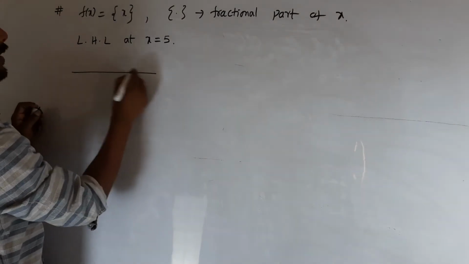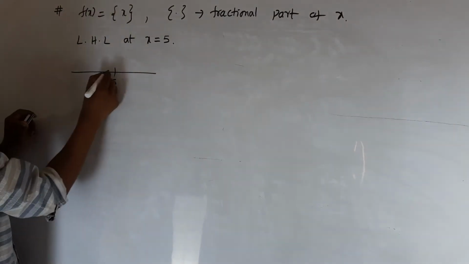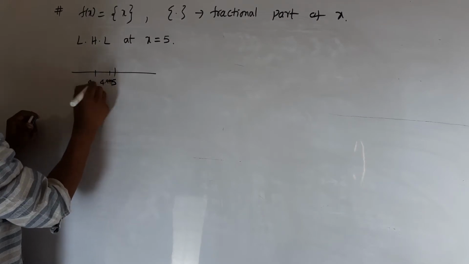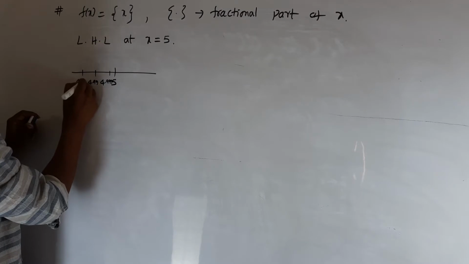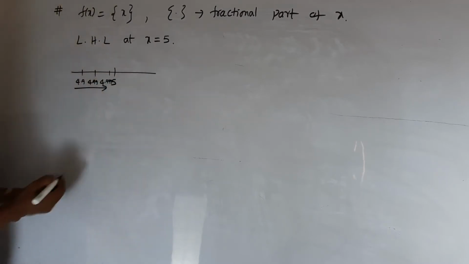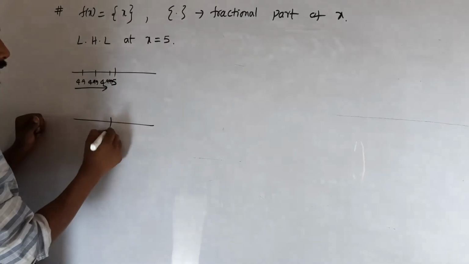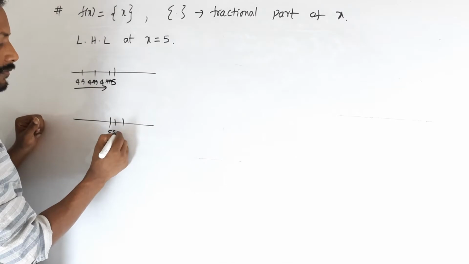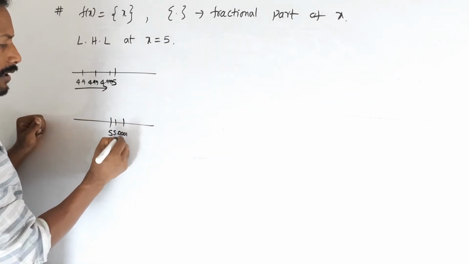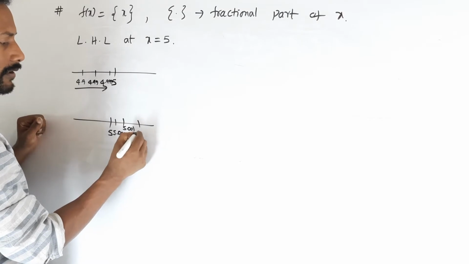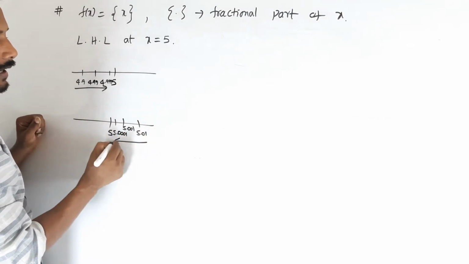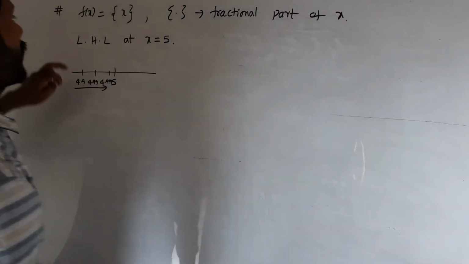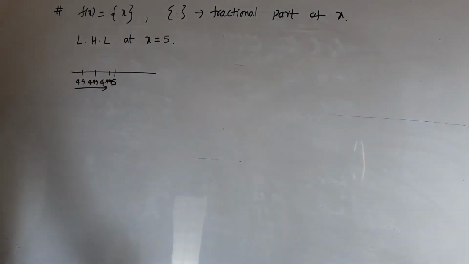Left hand limit on the number line, here x equal to 5. Left hand limit, this one is 4.999, this one 4.99, this one is 4.9, and so on. This one is the left hand limit. Right hand limit, this one is 5.1, 5.01, 5.001, 5.0001. This one is the right hand limit. Here x approaches 5 from the left hand side. So left hand limit.